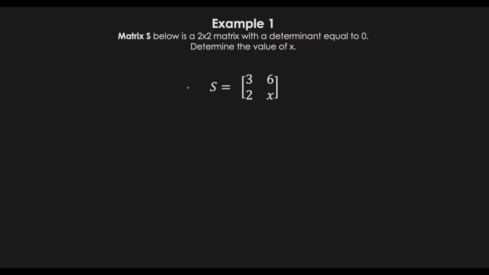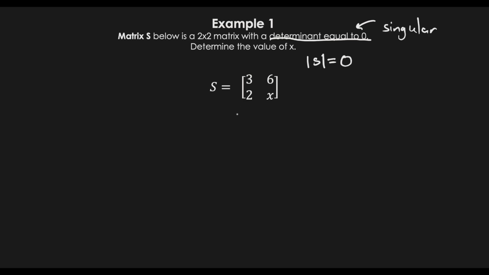Alright, so let's look at this first example here. Matrix S below is a 2 by 2 matrix with a determinant equal to 0. So we are saying here that the determinant of S is equal to 0. In other words, this is a singular matrix.